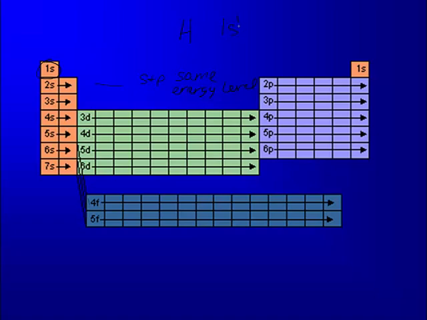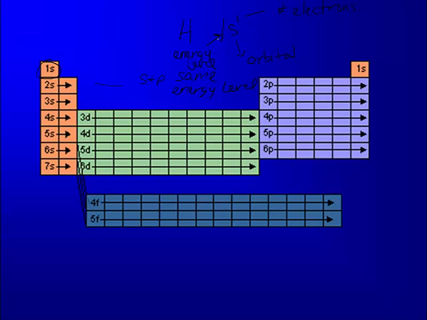I'm going to write it as a 1s1. What does this mean? I would write down a key right now for what this means. The little superscript stands for the number of electrons. The S is the orbital that it is in. The 1 is the energy level.